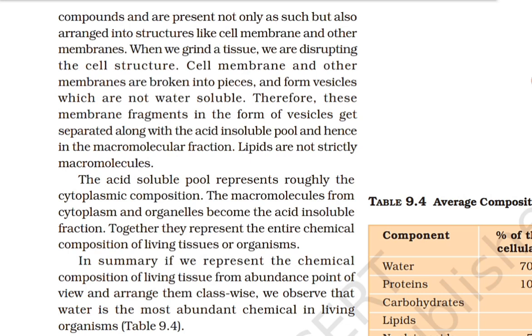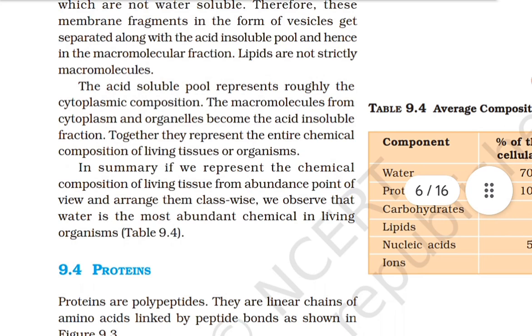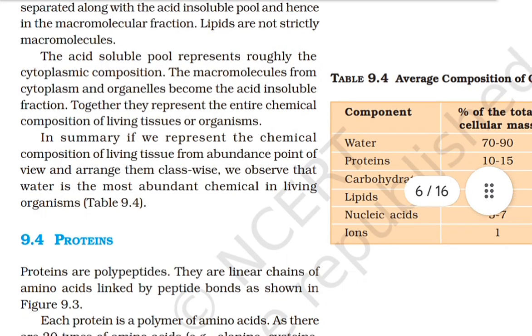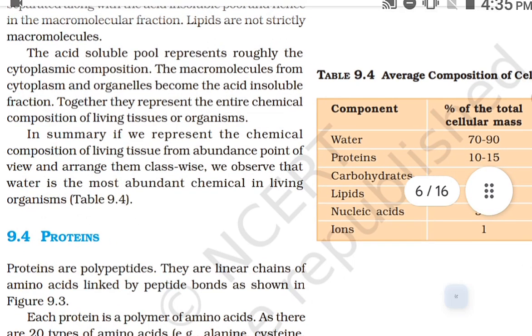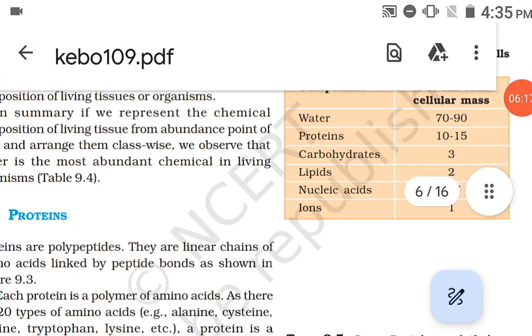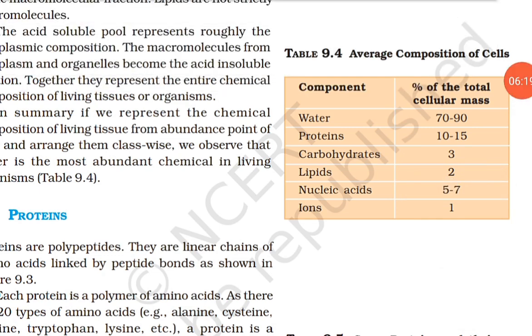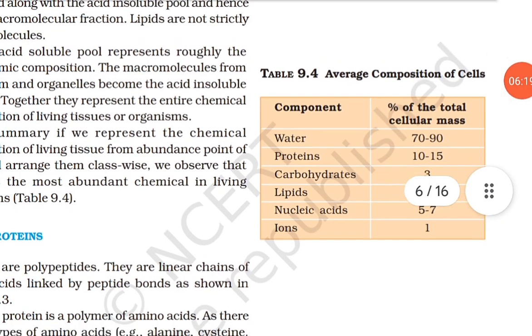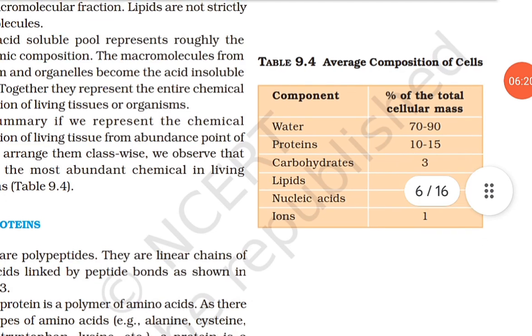Table 9.4. Okay, the component is water, and next is percent of the total cellular mass. Water is 70 to 90% of the total cellular mass. Protein is 10 to 15%. Carbohydrate is 3%, lipid is 2%, nucleic acid is 5 to 7%, ions are 1%. Now again: water 70 to 90, protein 10 to 15, carbohydrate 3, lipid 2, nucleic acid 5 to 7, ions 1.